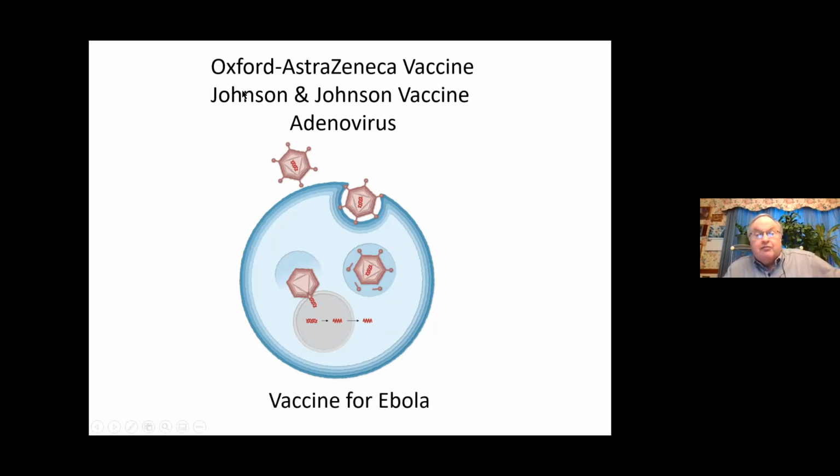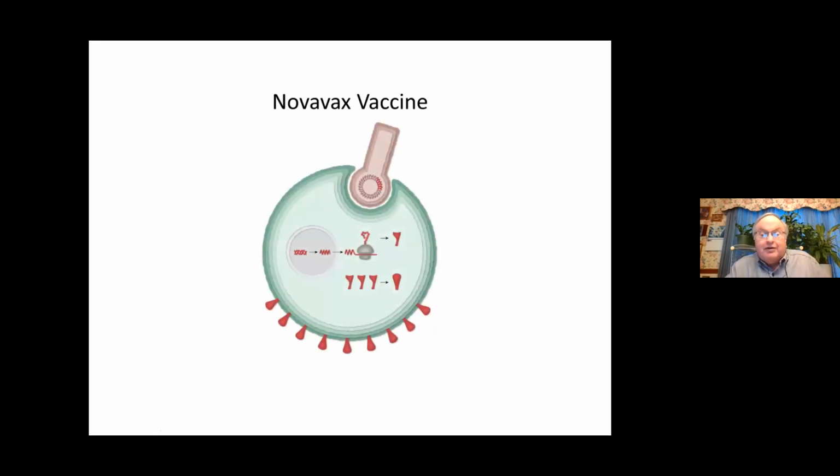This kind of vaccine, or this technique, has only been used for one vaccine that's been approved, and that's the vaccine for Ebola, which was approved like last summer. But it does have a predecessor vaccine. The other kind of vaccine that's on the horizon is from Novavax, and it's even a little more complicated.